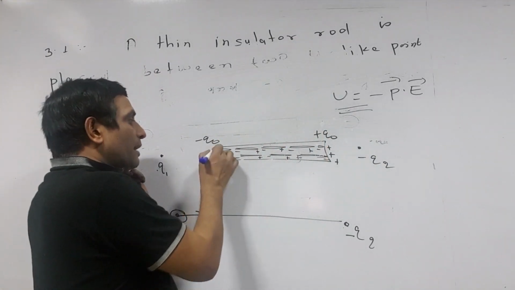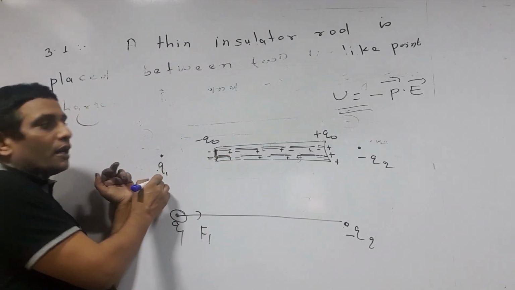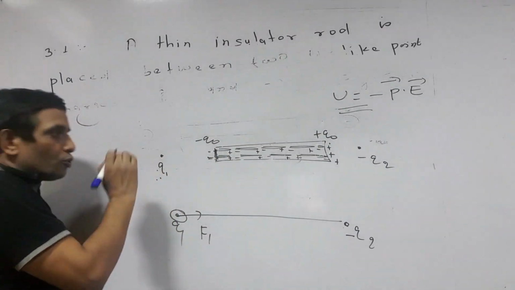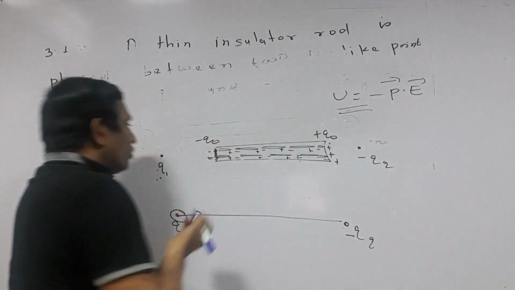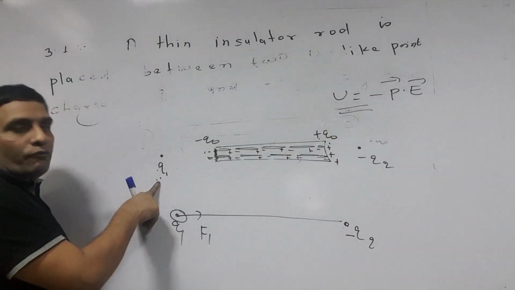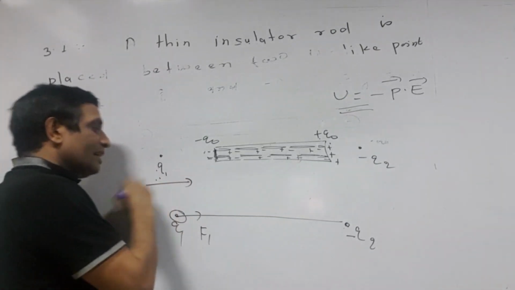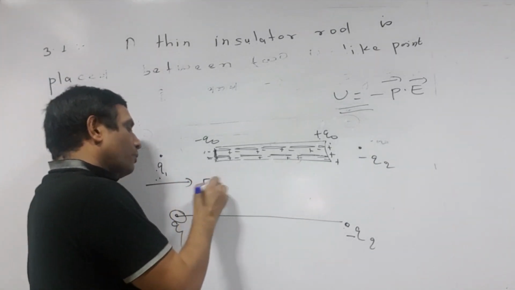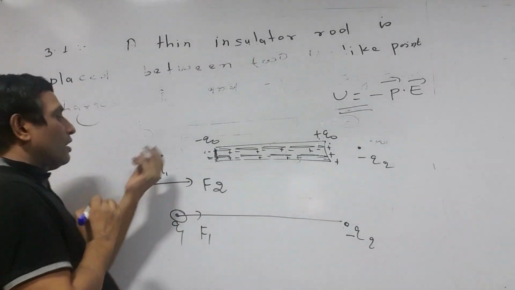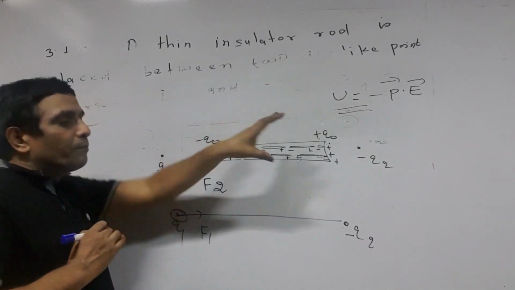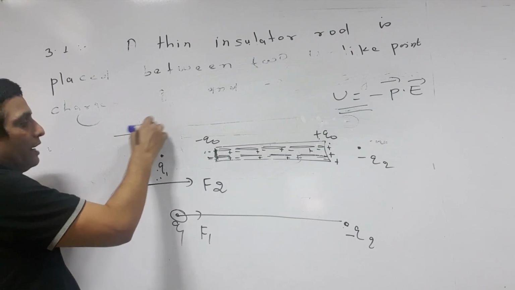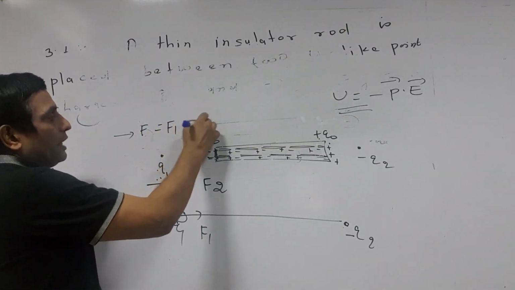So the force exerted by this will be greater on Q1 than the force exerted by the other Q0 on this Q1. So the net force due to minus Q0 and plus Q0 on Q1 will be in this direction, and suppose that force is F2. Now, if you want to calculate the force on Q1 in the presence of this insulating rod, then the net force will be F, and that will be F1 plus F2.